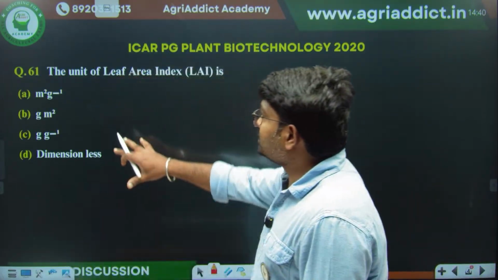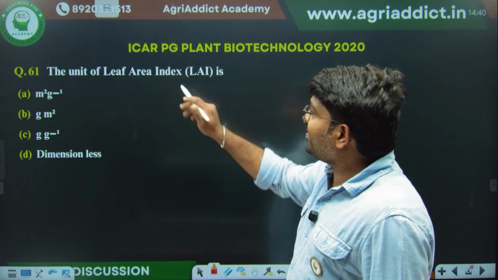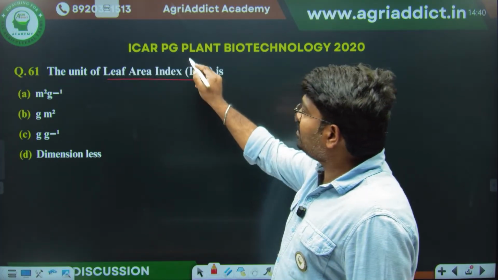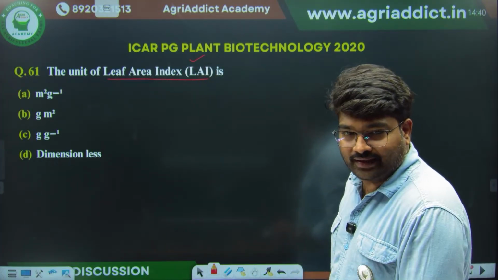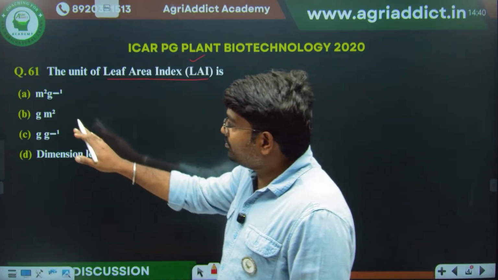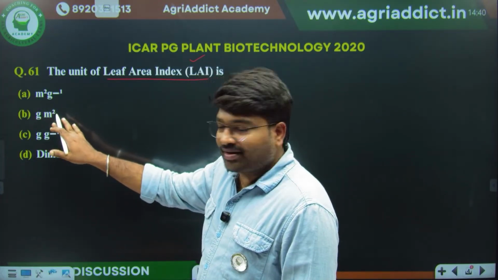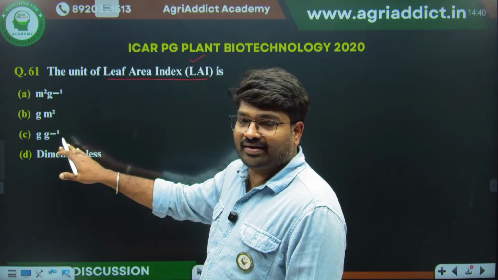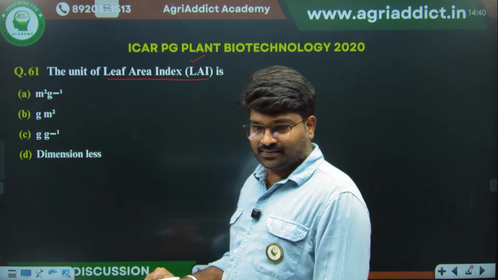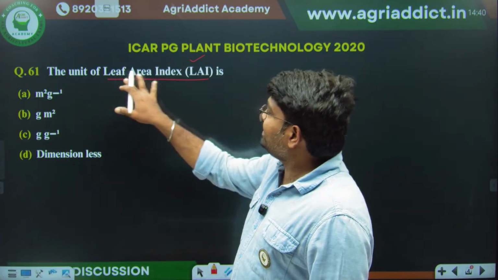Okay? First question. The unit of leaf area index. What will be the unit? Whether it's meter square per gram, or gram per meter square, gram per gram, or dimensionless. Yes, very good.